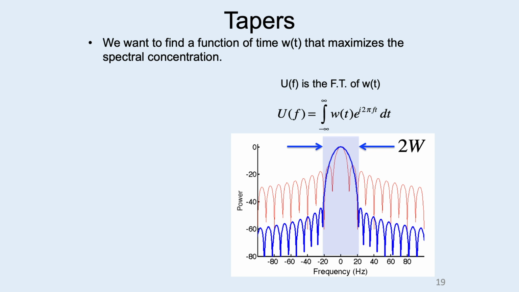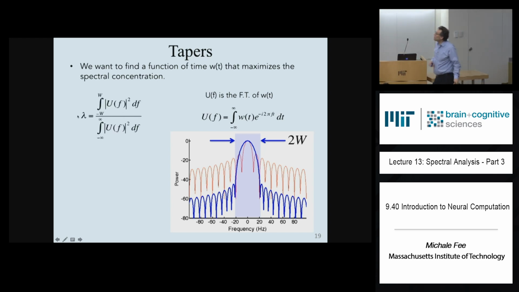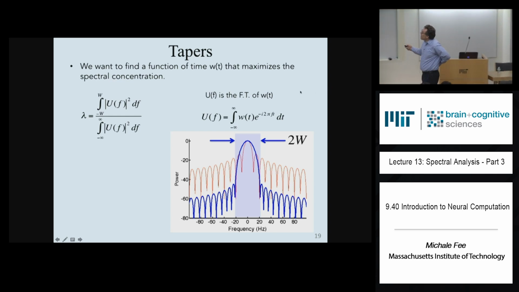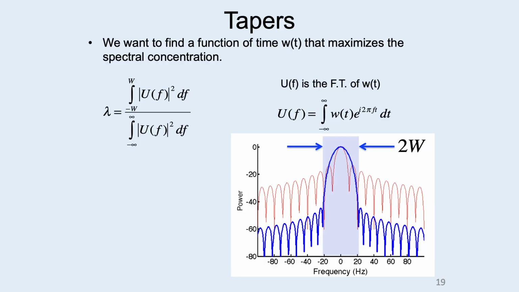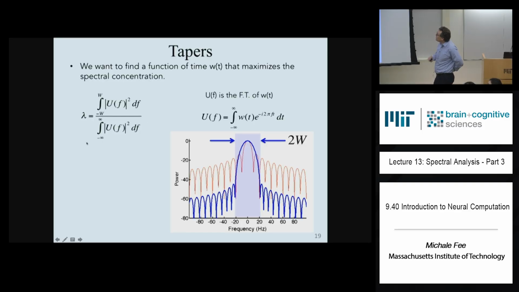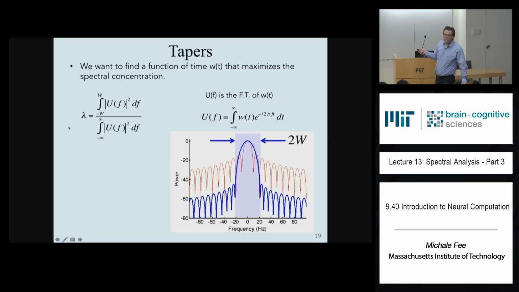Here's this function of time. We simply calculate the Fourier transform of W, call that U of f. And now we just write down a parameter that says how much of the power in U is in the window from minus W to W compared to how much power there is in U overall, over all frequencies. So if lambda is 1, then all of the power is between minus W and W. Does that make sense?